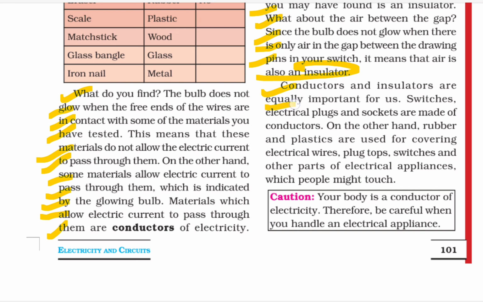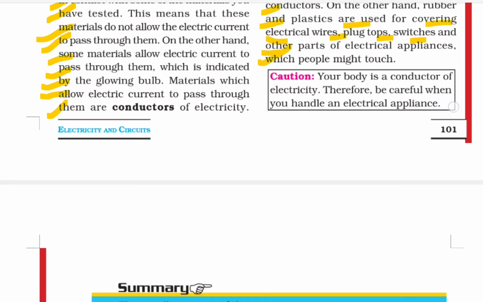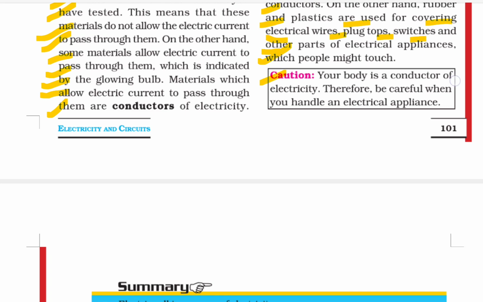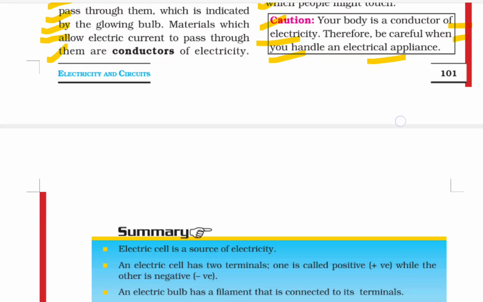Conductors and insulators are equally important for us. Switches and electrical plug sockets are made of conductors. On the other hand, rubber and plastics are used for covering electric wires, plug tops, switches, and other parts of electrical appliances which people might touch. Caution: your body is a conductor of electricity, therefore be careful when you handle electric appliances.